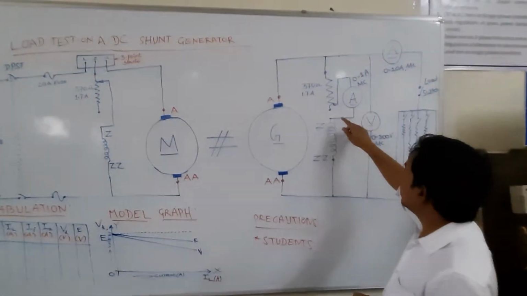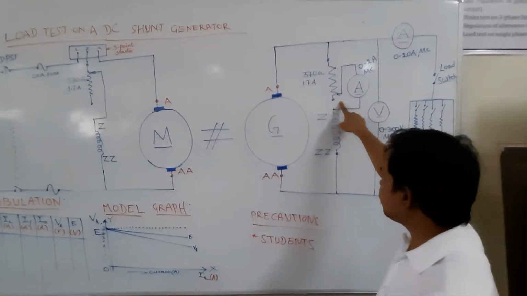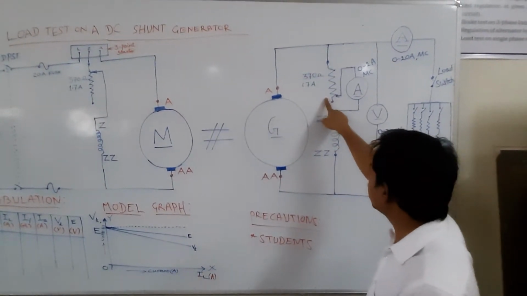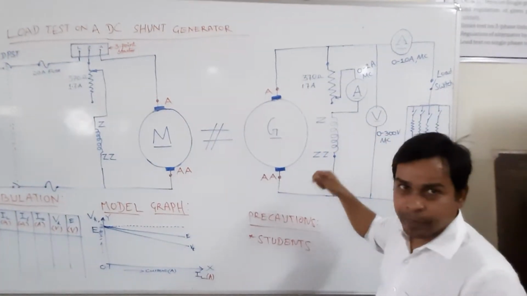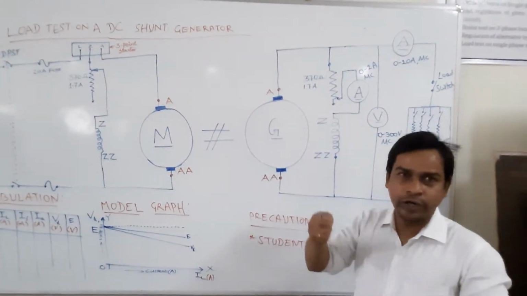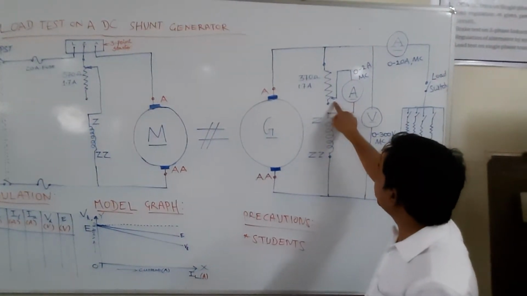Now suppose I am keeping this rheostat at maximum position. Why I am keeping it at maximum position is that if I keep at maximum position, current is less. If current is less, voltage is less. Now what is my purpose? I will increase the voltage slowly to its rated voltage. So what I will do is I will slowly decrease the resistance.